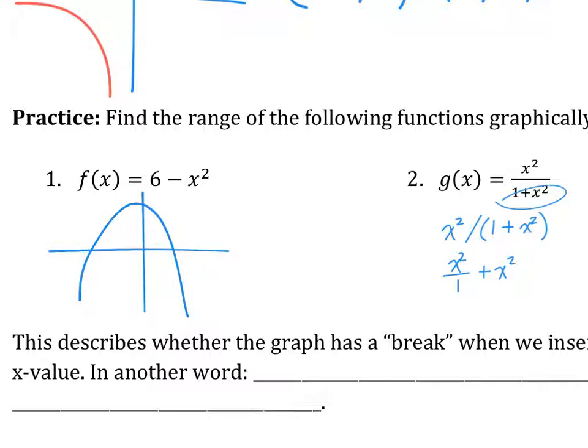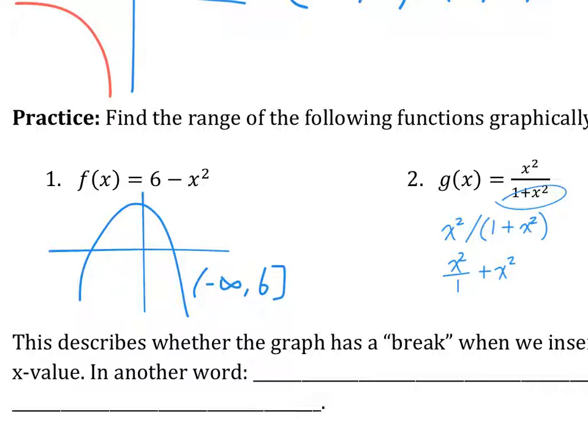What is that point? 6. Now, does it cross 6? Does it actually touch 6? Yes. So then that means we need to include 6. Okay, if it touches that number, then we have to include that number. So this is negative infinity to 6 included.